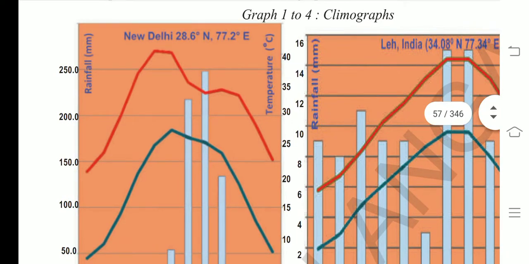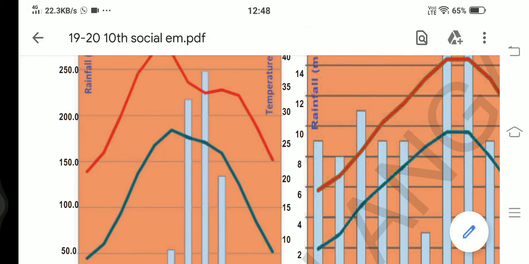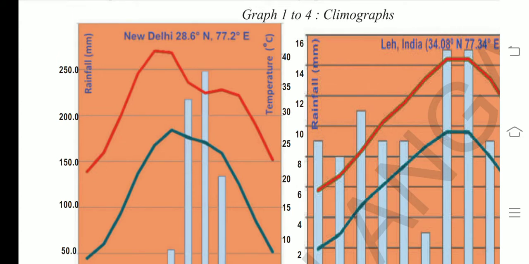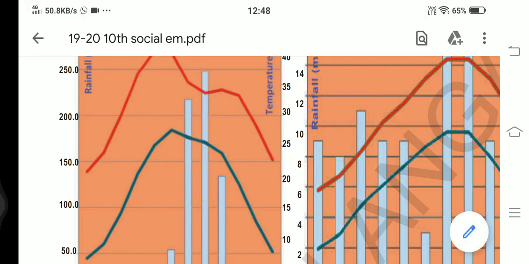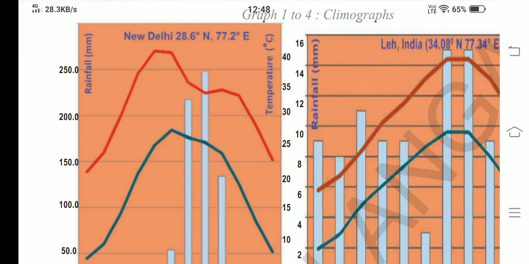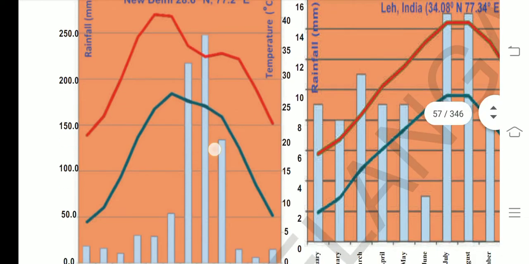So it is the height. Why do these two places have differences in temperature and rainfall? It is because Leh is situated at a greater height and Delhi is situated at a lower height. So these two graphs, graph one and graph two, will give a clear-cut explanation of how the factor relief influences the climate of a place.